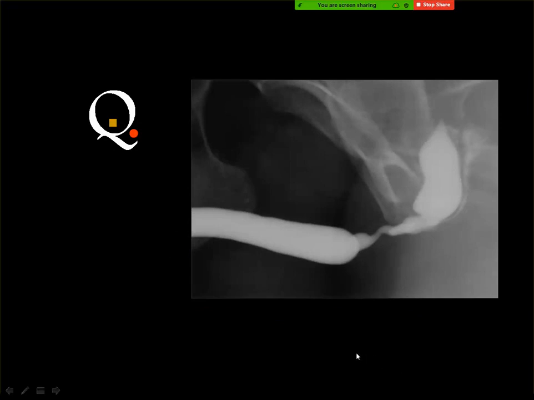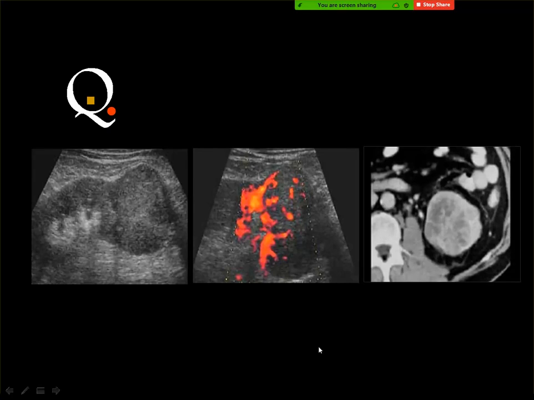Posterior urethral obstruction. Yes, and this is urethral stricture. At which part of the urethra is this one? Bulbar. No, this is membranous. Yes. This is the membranous urethra, which passes through the pelvic floor, and there is a stricture in the membranous part of the urethra.